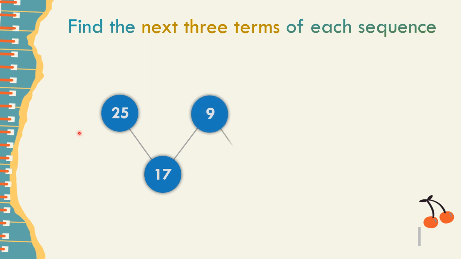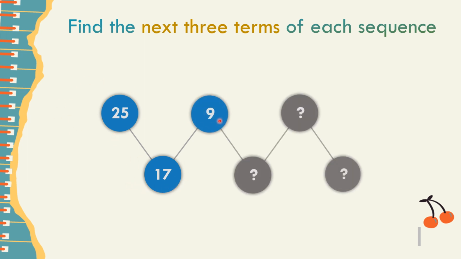We have the first term, 25, second term, 17, third term, 9, and what could be the next three terms? So let us observe. Do you think what number to be added or subtracted? So kung itatry natin na i-subtract, so 25 minus 8, that is 17. 17 minus 8, that is 9. 9 minus 8, that is 1. 1 minus 8, that is negative 7. Negative 7 minus 8, that is negative 15. So the next three terms are 1, negative 7, and negative 15.